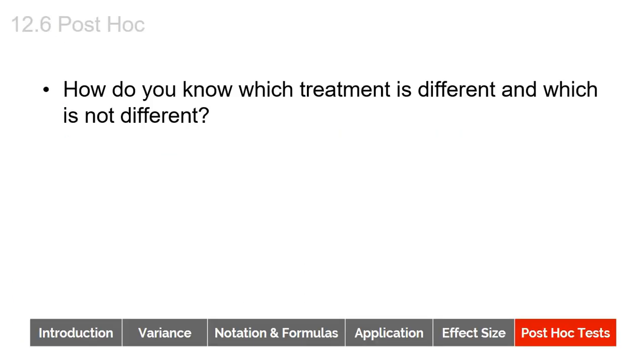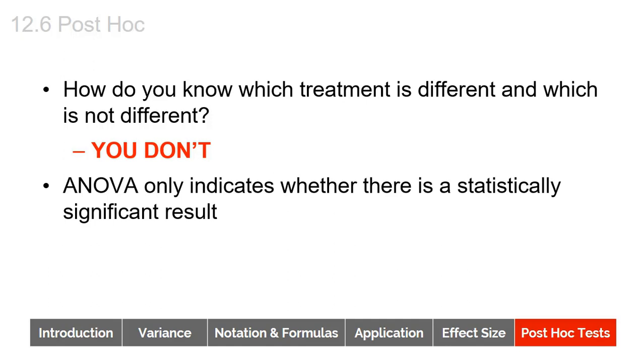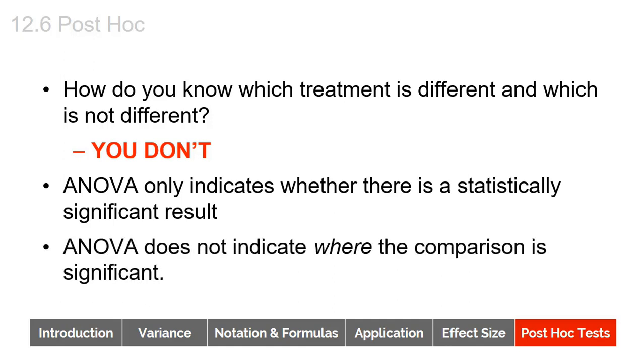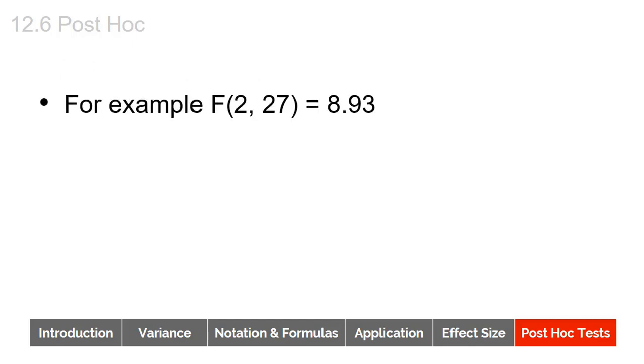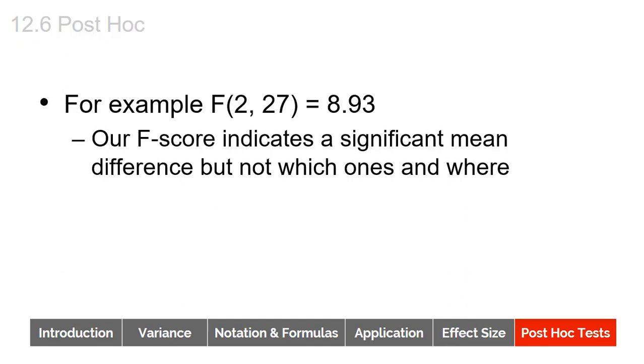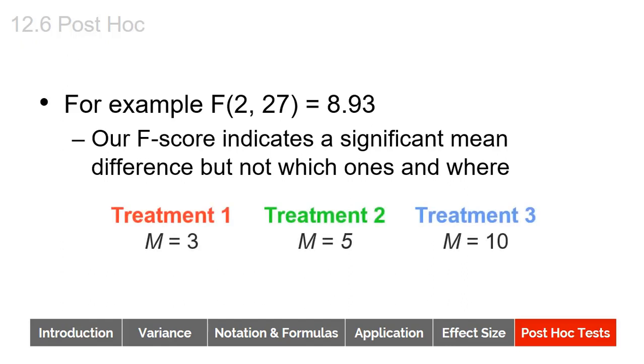So how do you know which treatment is different and which treatment is not different? We just don't have all the information when we have an F test. ANOVA only indicates whether there's a statistically significant result, but it doesn't say where the comparison is significant. For that, we need what are called post-hoc tests. So let's just take an example. We have an F with degrees of freedom 2 and 27 equals 8.93. Our F score indicates a significant mean difference, but we don't know which ones and we don't know where.